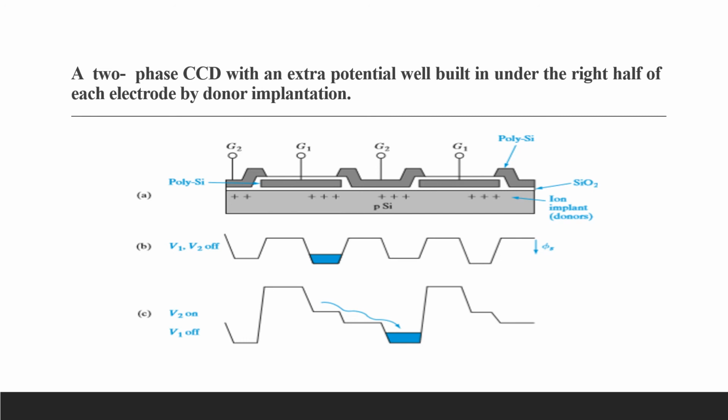A two-level polysilicon gate structure is used in which the gate electrodes overlap and a donor implant near the silicon surface creates a built-in potential under half of each electrode. When both gates are turned off, then the potential well exists only under the implanted region, and charge can be stored in any of these wells.